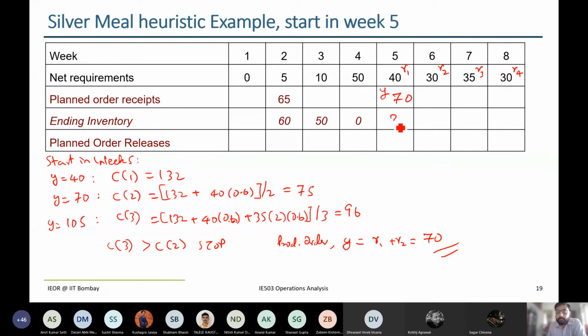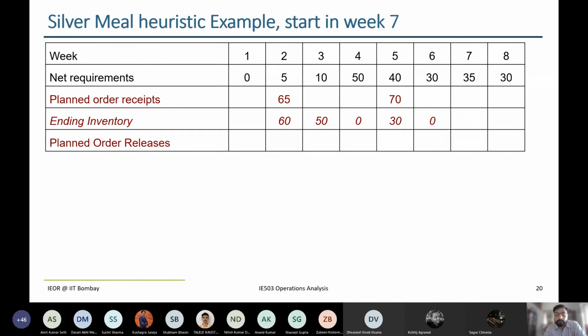So that means that I have inventory of 30 here. At the end of period 6, I'll have inventory of 0. Then again I have to restart in week 7. But it's quite trivial to see that, week 7, if I only do it for that, I'll incur only setup cost 132. I can just quickly write it.